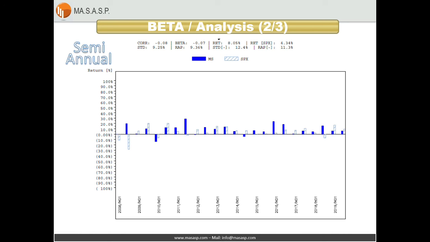That is not only true as far as the annual time series is concerned, but also if we switch to the semi-annual time series. The dark blue bars represent the system returns, and the white bars represent the US stock index returns. Here we have a beta which is even smaller in absolute value than that from the previous slide.